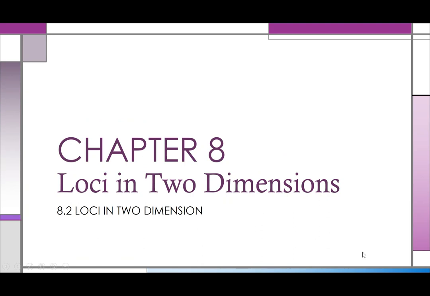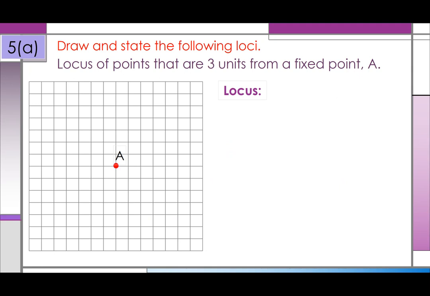今天我们来学 8.2 Look in True Dimension. Okay, so question number 5 in the workbook. Draw and stack the following loci. Locus of points that are 3 units from a fixed point. This is our fixed point.